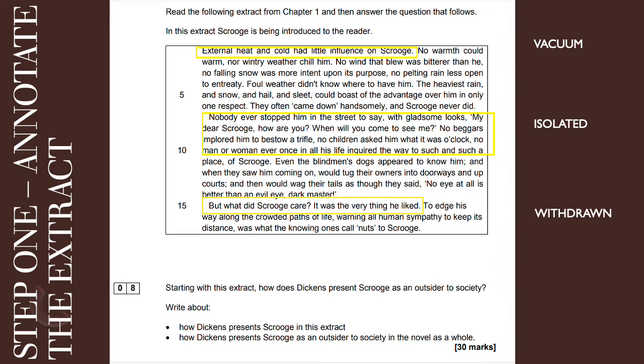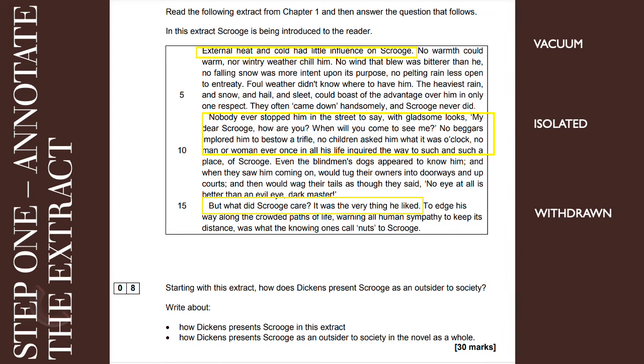So what I've done is I've got my box around the quote, and then you'll see I've added the word vacuum in the top right, and that is what you need to do on the exam paper. So you write down words to link to the quotes you've chosen that will then help you to write up your final response. So the first quote suggests to me that Scrooge lives in some sort of vacuum. It's almost a physical vacuum. The second quote is about the fact that nobody really talks to Scrooge.